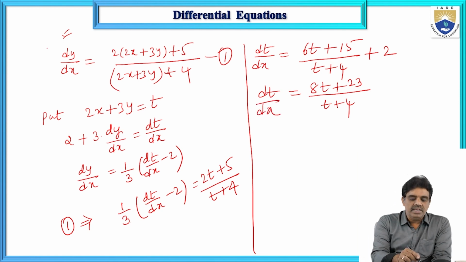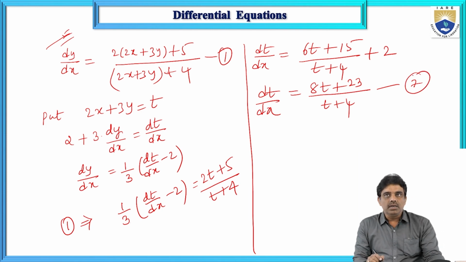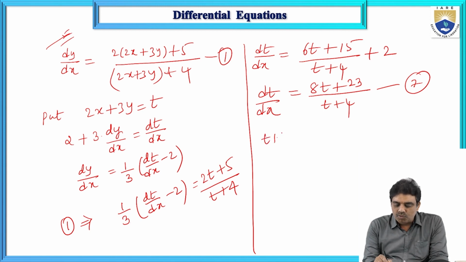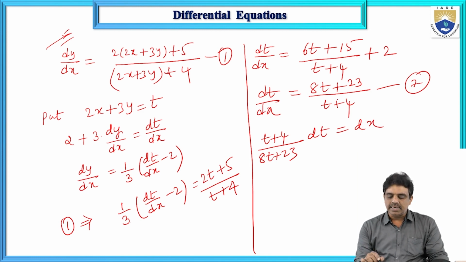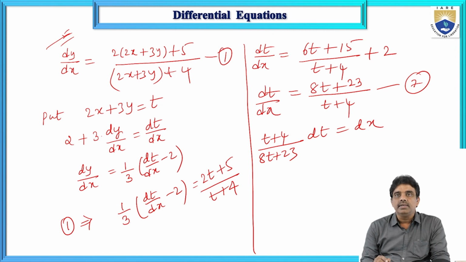So the entire problem dy by dx is equal to a function of x and y, converted in terms of a function of t and x terms only. Now you can apply the variable separable method. On separating the variables, what I can write here is (t plus 4) by (8t plus 23) dt is equal to dx. On integrating both sides, you will get the required solution.